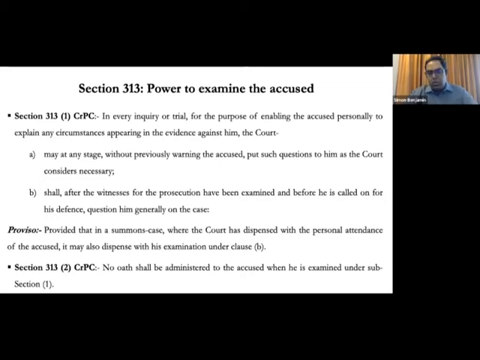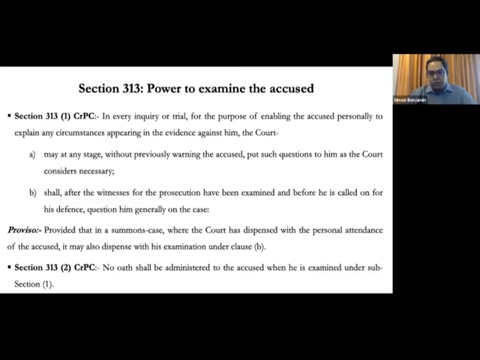But what is the court? How is the court asking these questions? These are questions based on the material that has already been collected in the form of evidence, which is why this provision doesn't say when it has to be conducted. It can be conducted at any stage. That's what the provision states.